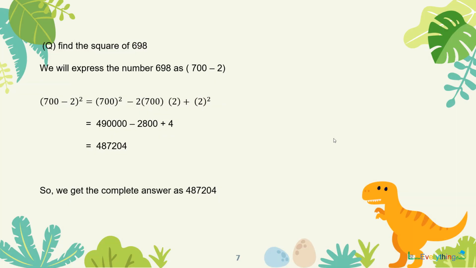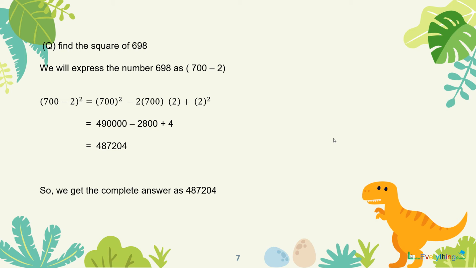Wasn't this easy? Now let's find the square of 698. We will express the number 698 as 700 minus 2. Now why do we take this value, 700 minus 2? When we take a certain number, we have to round it to its nearest 100. What do I mean by that? The nearest 100 for 698 will obviously be 700. So 698 is what? 700 minus 2. So we take the value 700 minus 2 to show 698.